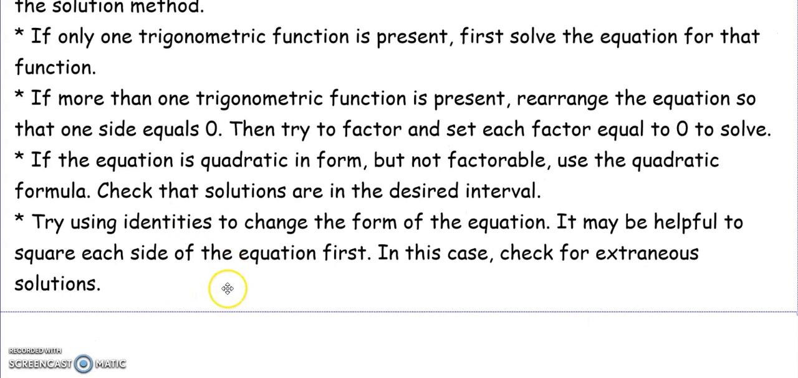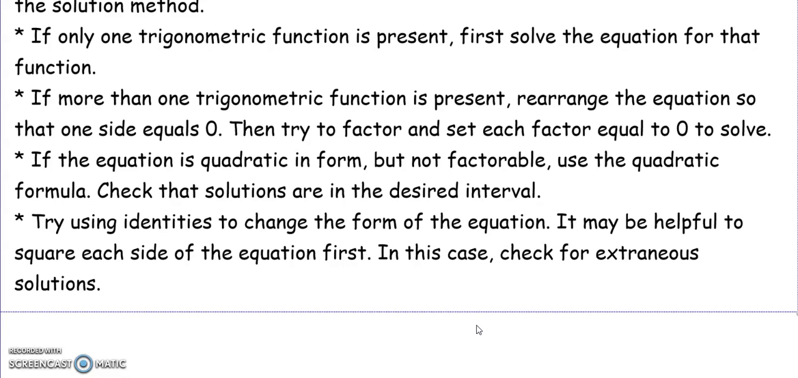And try using identities to change the form of the equation. So it might be helpful to square each side of our equation first. If that happens, check for extraneous solutions. And I'd always tell you to check your solutions against your graphing utility. Graph the equation and see if it gets the answers you want on the x-intercepts. Okay, the x-intercepts should be my solutions.